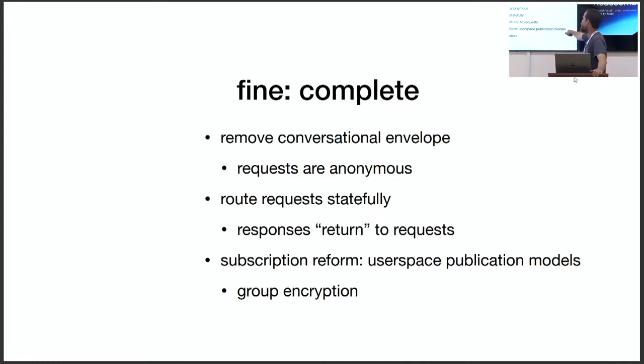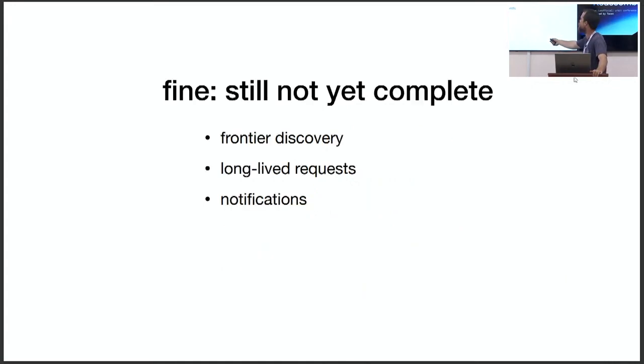Those are the short term. And the long term, subscription reform. User space publication models that are legible to the kernel, put lots of data, and the namespace needs group encryption to be useful for general data. But even so, it's still not complete. We do all of those things. We cannot shift all of our communication to this model.